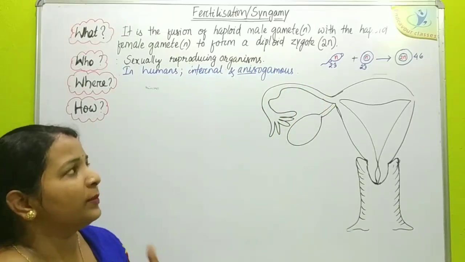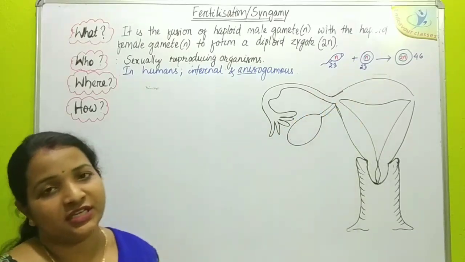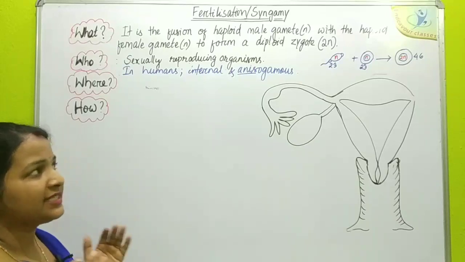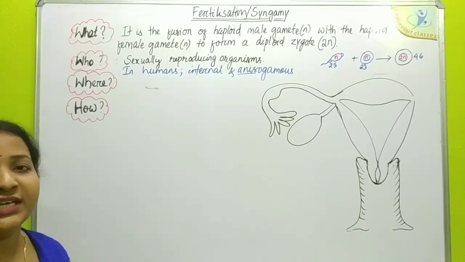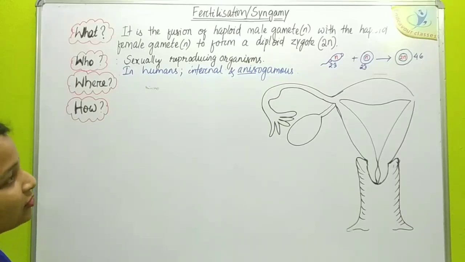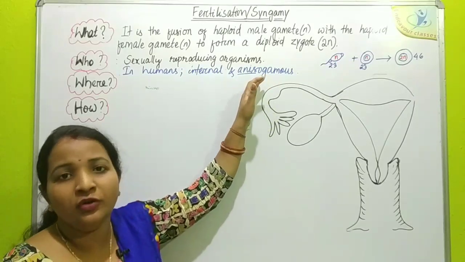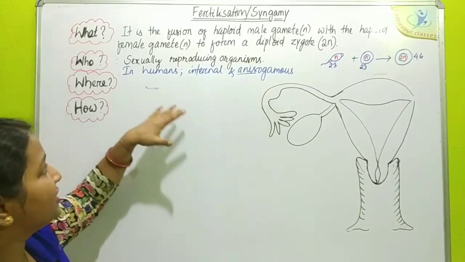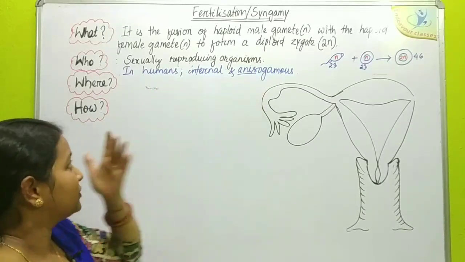There are so many differentiating features between the male gamete and female gamete in case of humans. So this type of fusion of gametes, the gametes which are morphologically dissimilar, when they fuse during fertilization for the production of zygote, that kind of fertilization is called anisogamous. So in humans, the fertilization is internal and anisogamous.